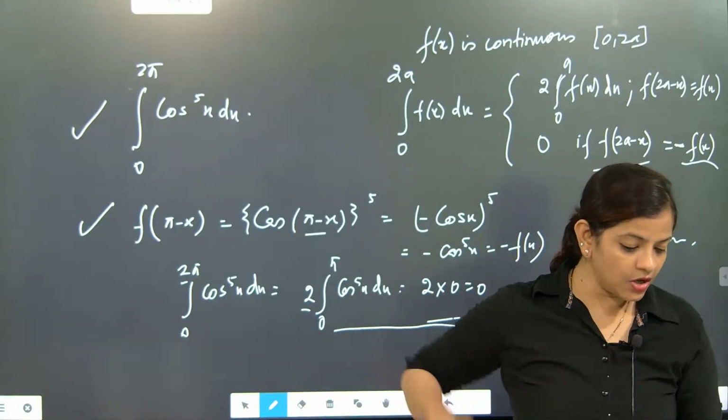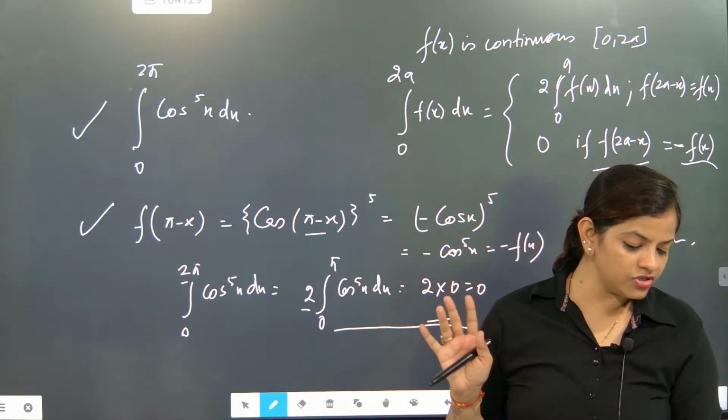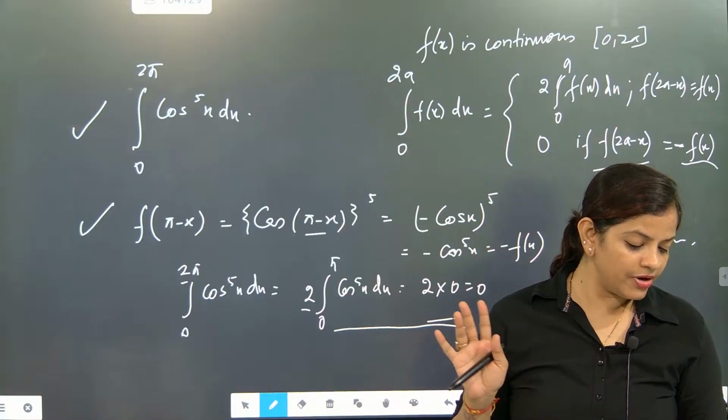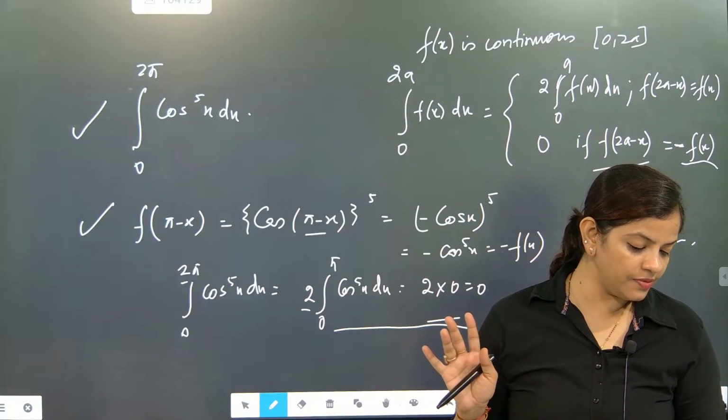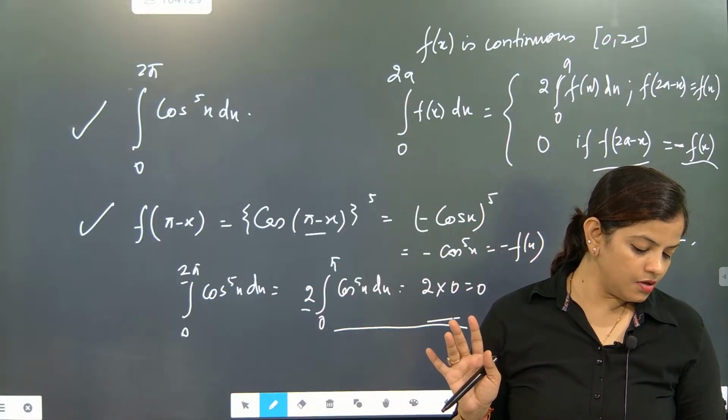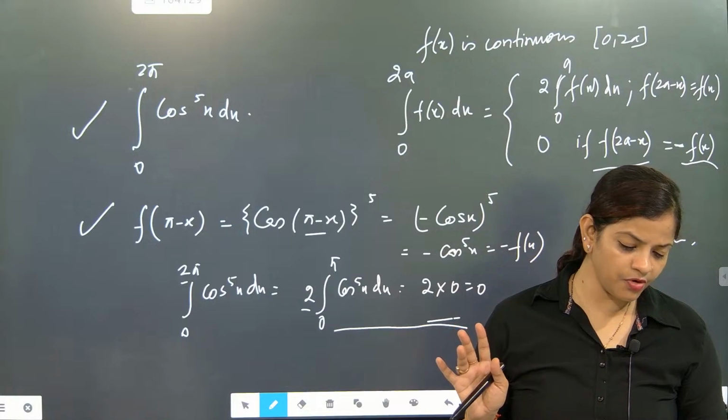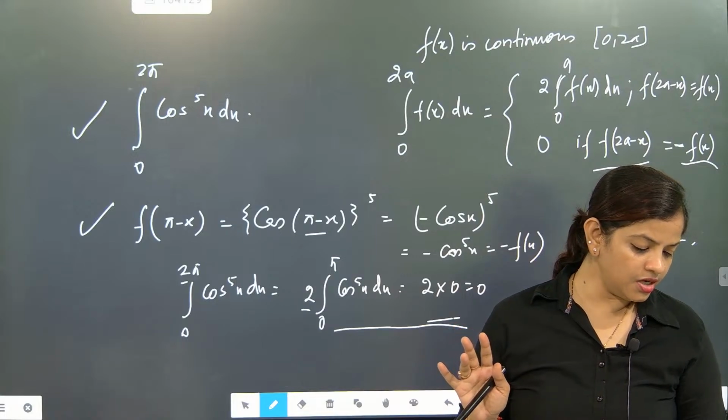Got it? And now the odd and even function property we have already discussed. But one more time I am going to tell you that property. Property number 9. Done or not? Say fast.